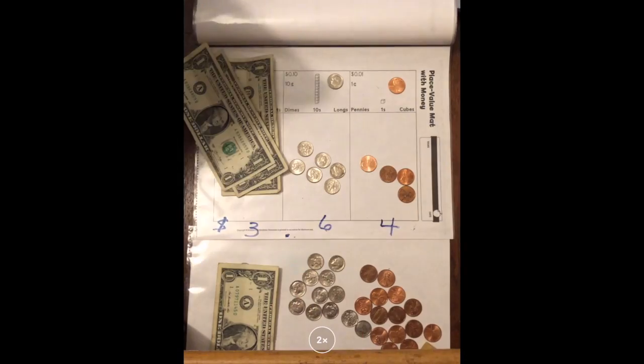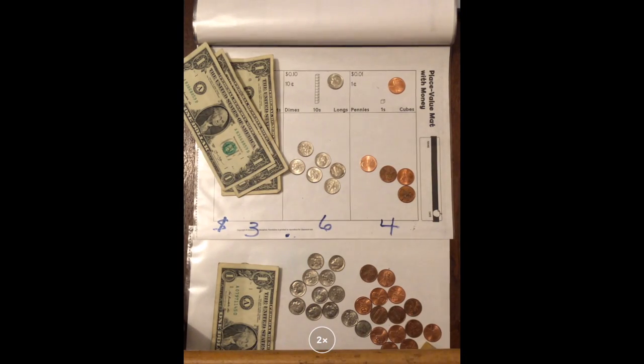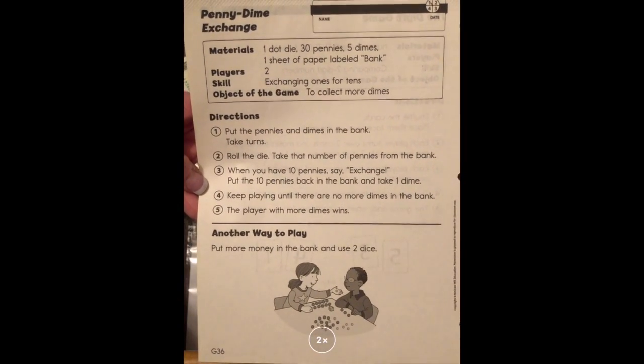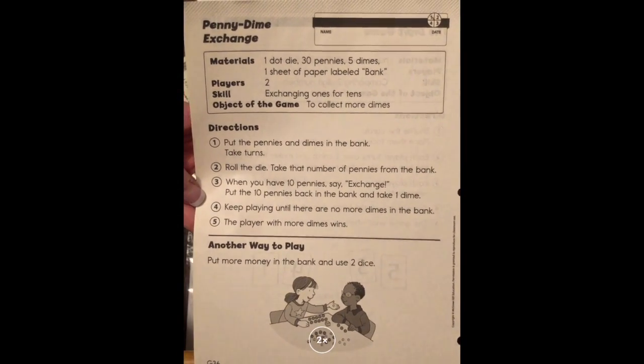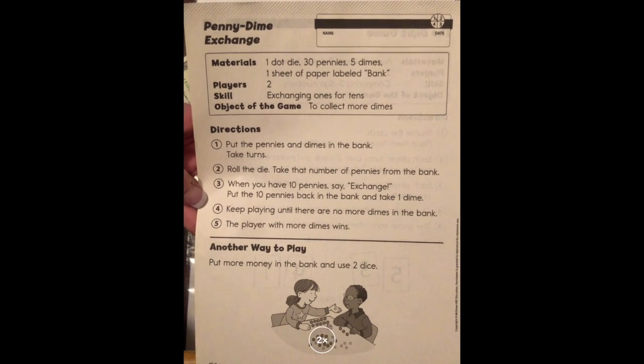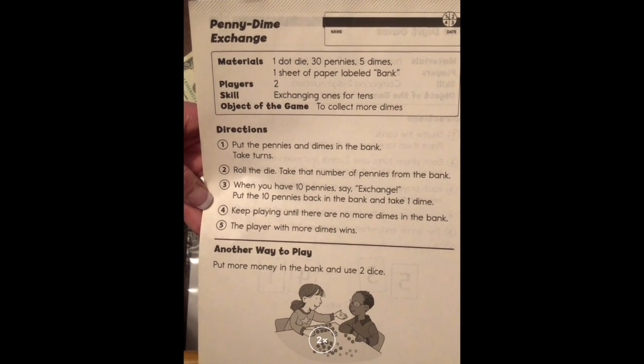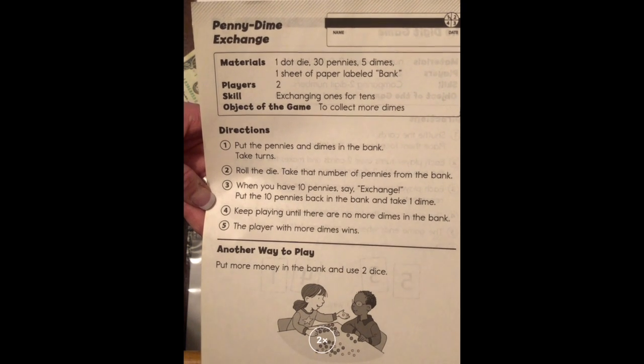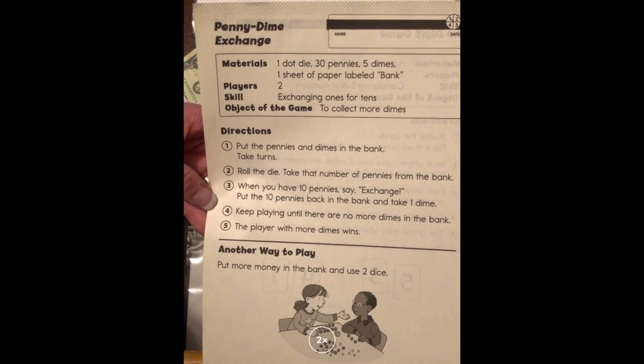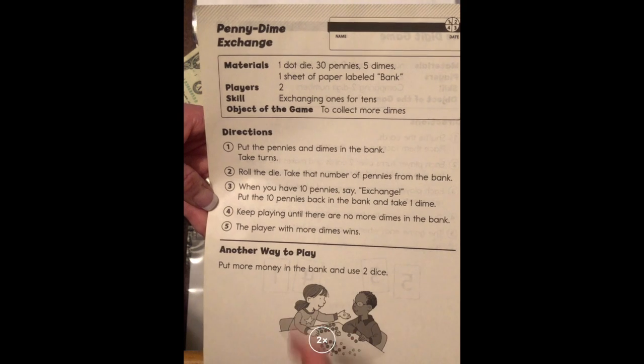All right, and then there is a cool game. I know it seems like there's a lot of math today. There's a cool game if you have time. You don't have to do it today. You could do it another day. Penny dime exchange. If you have all the materials, you need 2 players exchanging ones for tens. So you're going to use your dimes and your pennies to exchange. Okay, so the directions are right here.